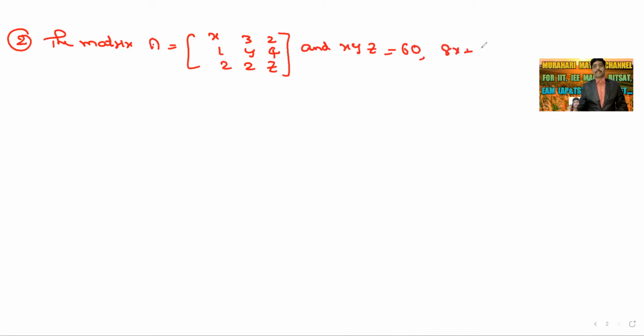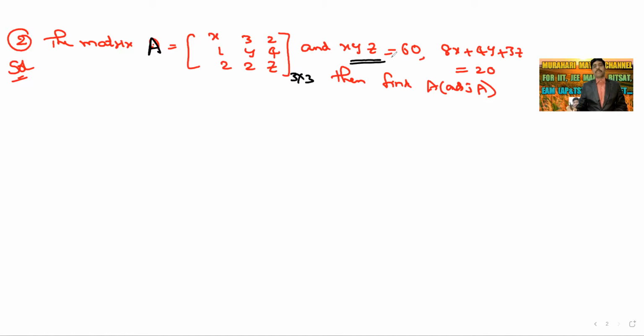8x plus 4y plus 3z equal to 20. Then we have to find A into adjoint A. So what is given? One matrix A is given, a 3 by 3 matrix. So the values of xyz as well as 8x plus 4y plus 3z are given. Then we have to find A into adjoint A.